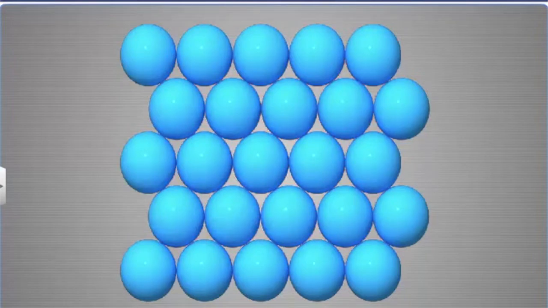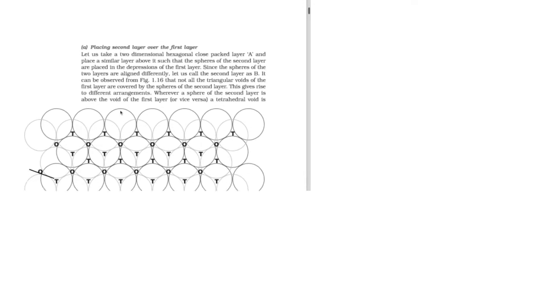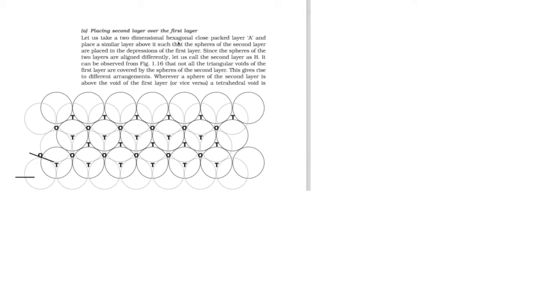As in this type of arrangement, a particle is surrounded by 6 other particles, therefore we call it hexagonal close packed structure in 2 dimension. Now, with the help of this hexagonal close packed structure in 2 dimension, we are going to obtain the structure in 3 dimension. A 3-dimensional close packed structure can be generated by placing layers one over the above. Placing second layer over the first layer.